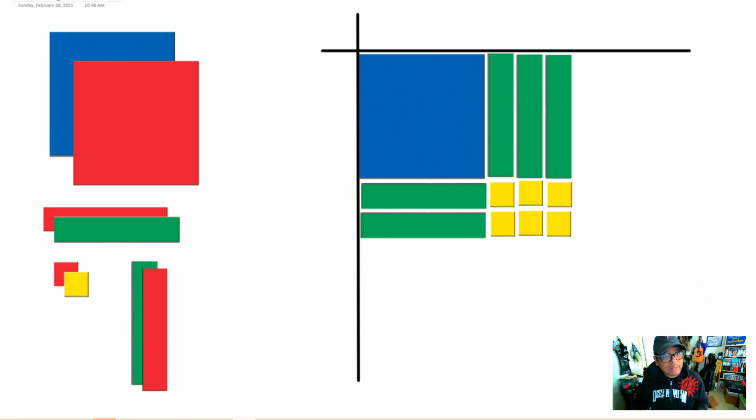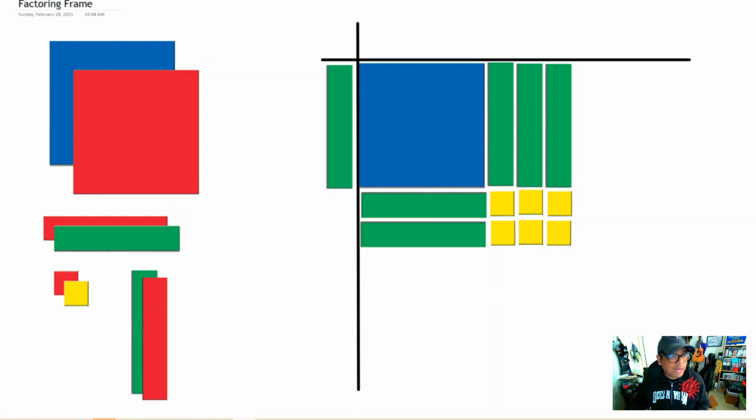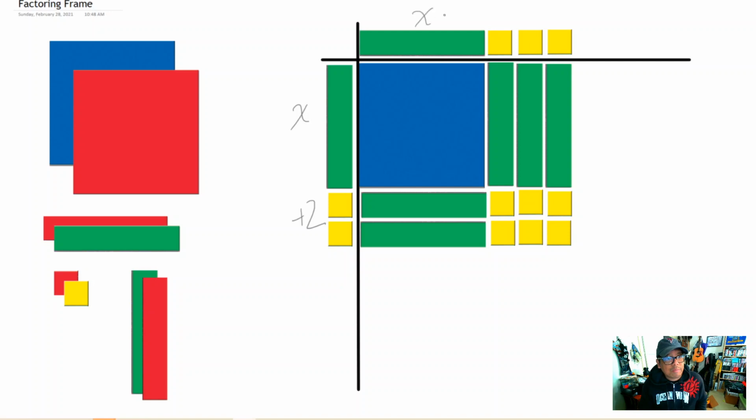So looking at this down the side here, what was here before? Well, there's an x and then 2 units. So on the side here is x plus 2. Now across the top, there's an x and then 3 unit tiles. So this over here is x plus 3.